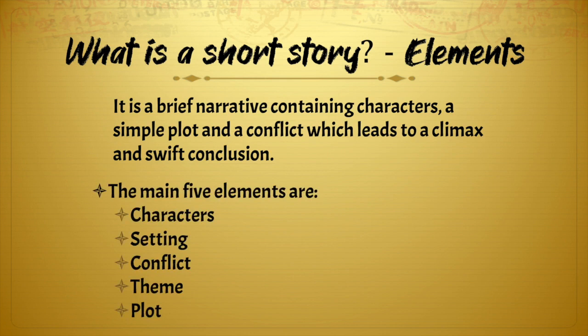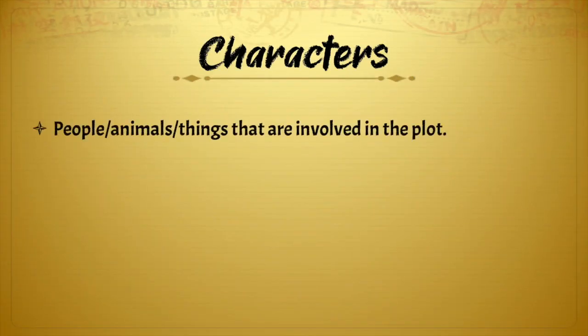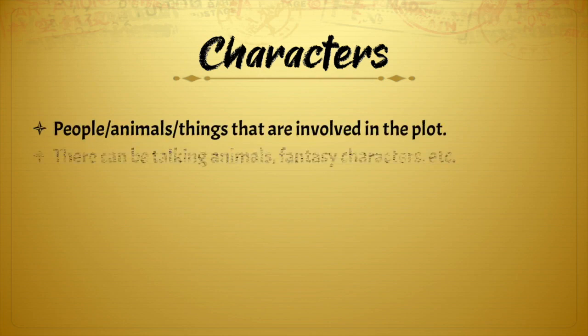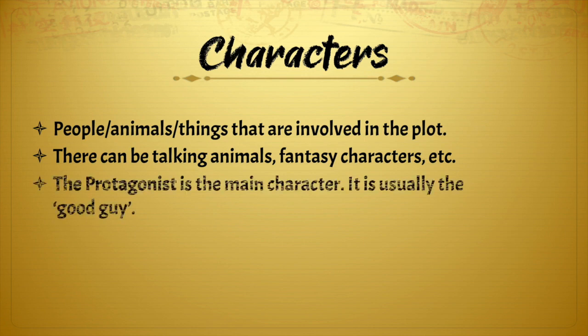The 5 elements are characters, setting, conflict, theme, and plot. Let's take a look at characters first. People, animals, things that are involved in the plot of the story. There can be talking animals, fantasy characters, etc.